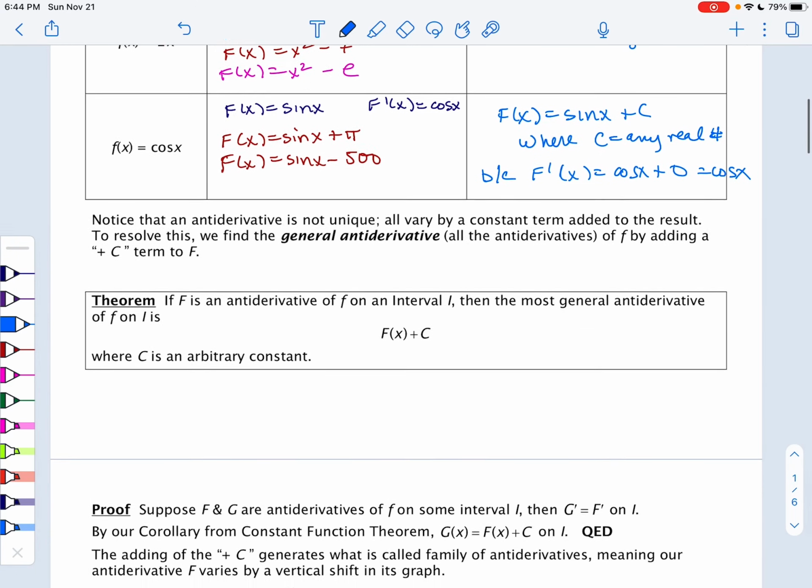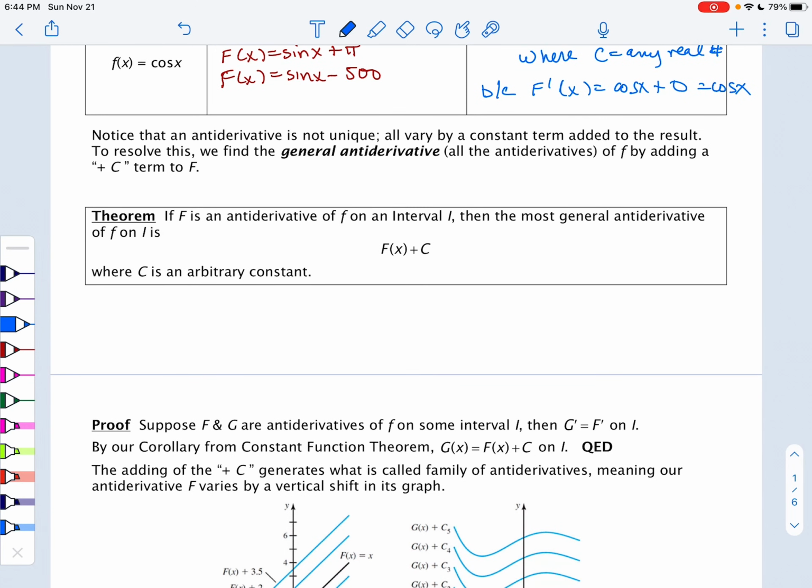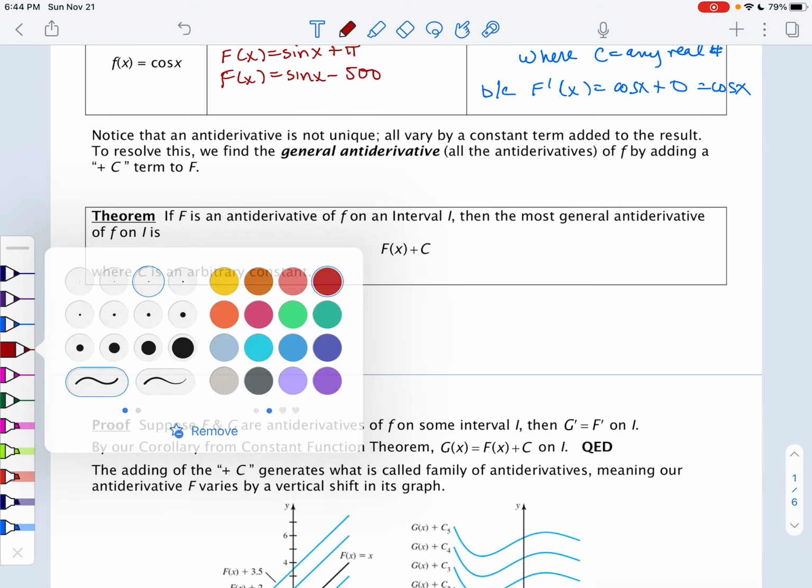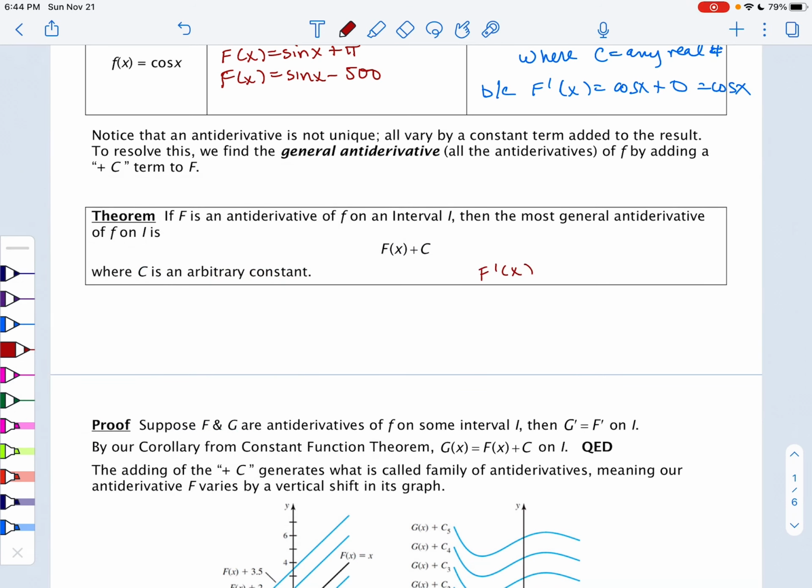Good. So let's take a look at this theorem here. We've got, if F is an antiderivative of little f on an interval, then the most general antiderivative is going to be big F of x plus c, and we know that F prime of x is going to be little f of x.